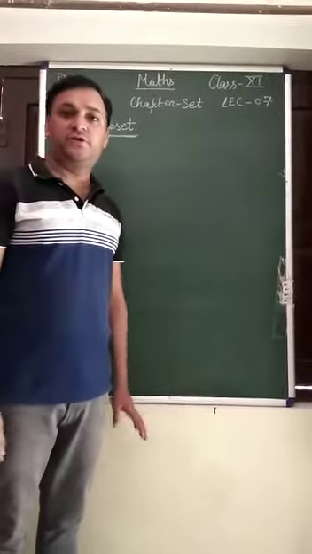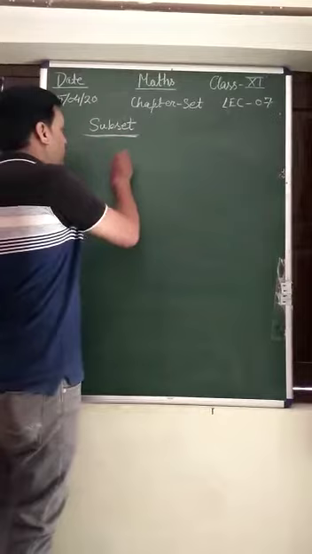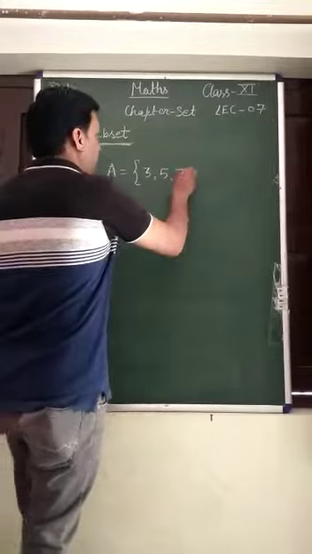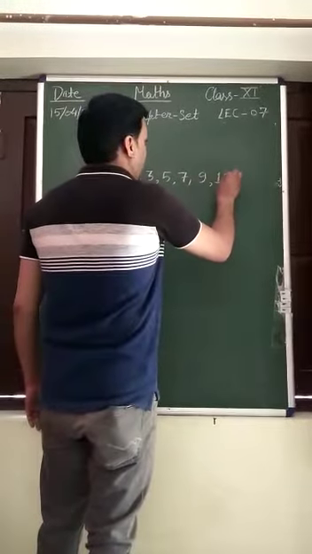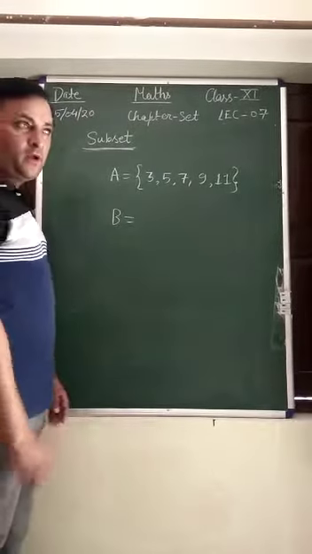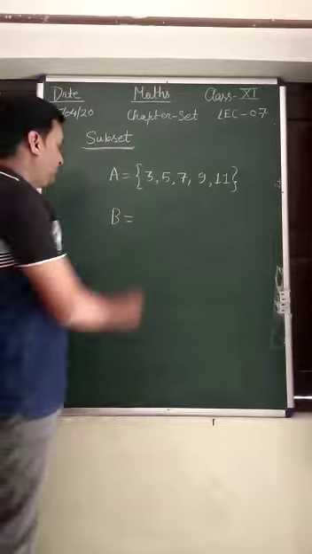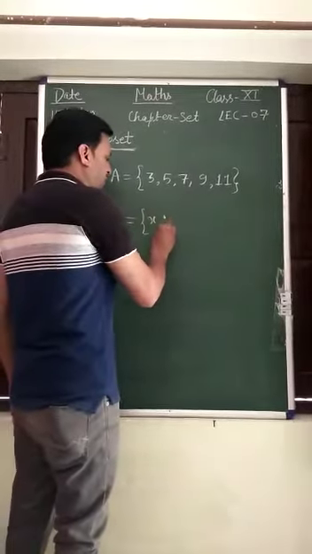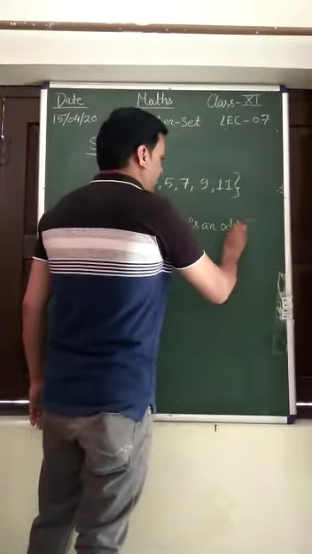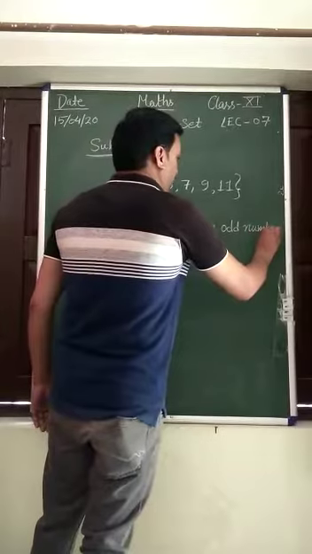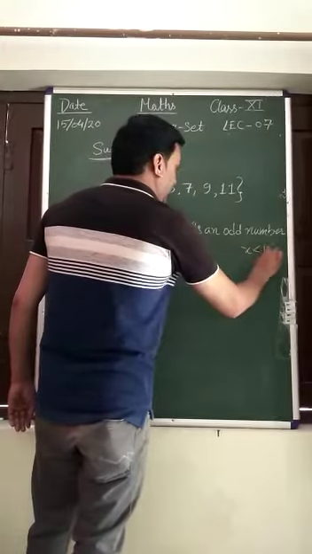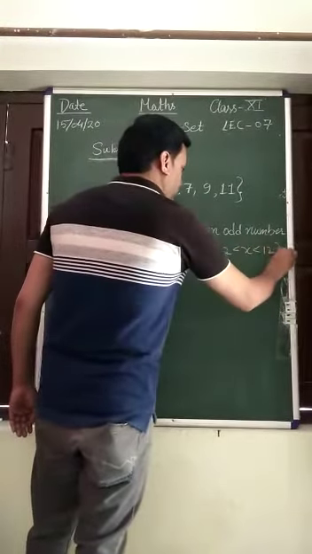Another example to understand the subset. Suppose, students, we write a set A: 3, 5, 7, 9 and 11. And now suppose a set B, I write the set B in set builder form: x such that x is an odd number and x is less than 12 and greater than 2.